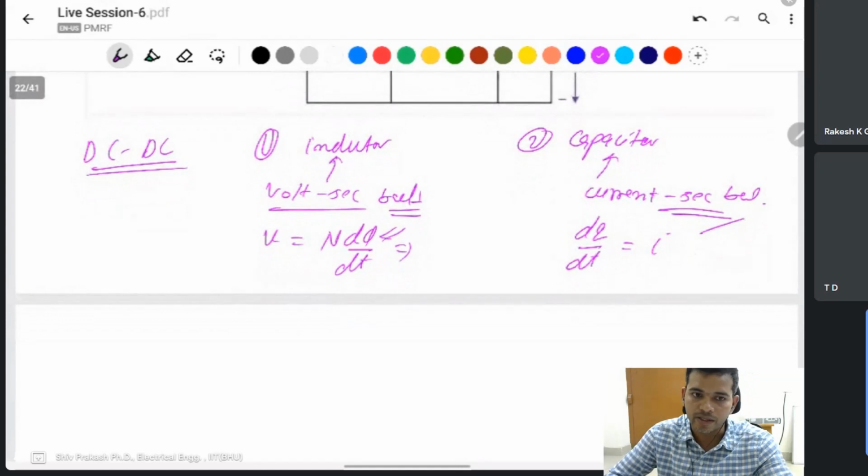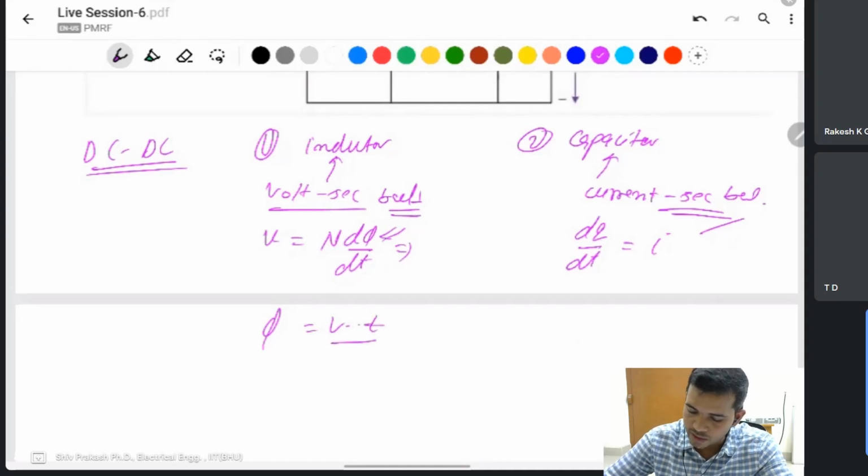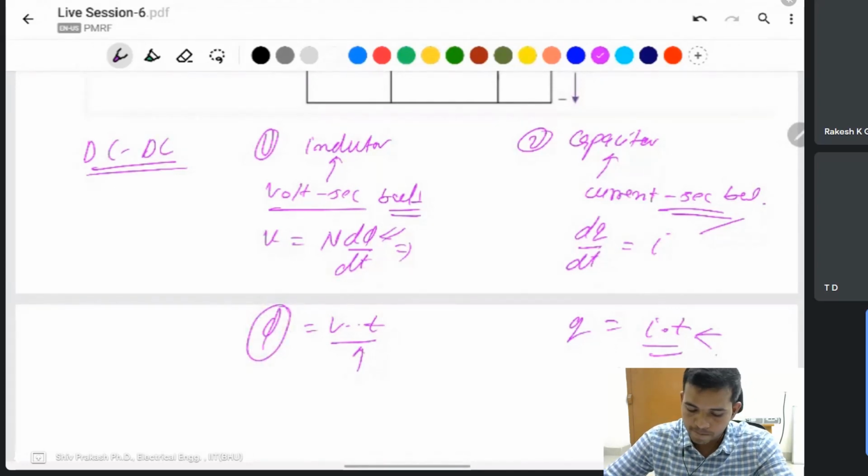If you have an inductor, then you take some turns of the inductor. The flux φ should be balanced, V into T, like this, right? And this one is for Q balance, I into T. This one is the current-second balance, and this one is the voltage-second balance, or flux balance, or charge balance.